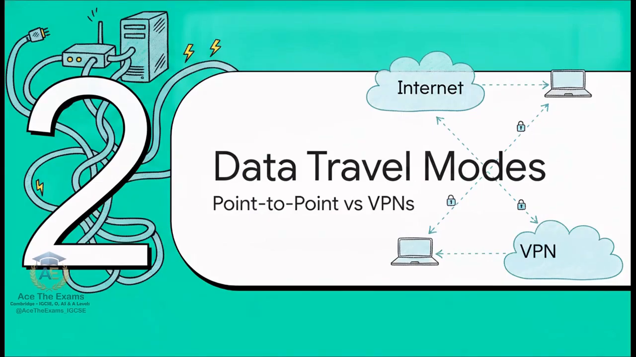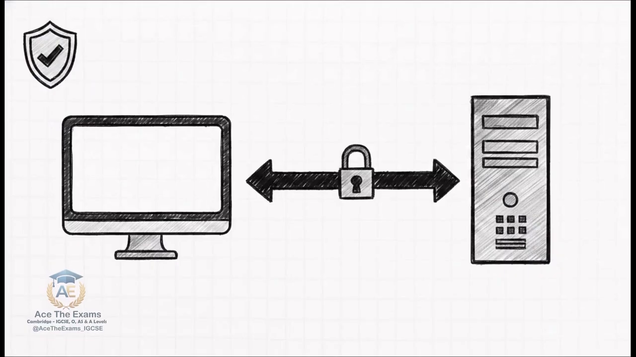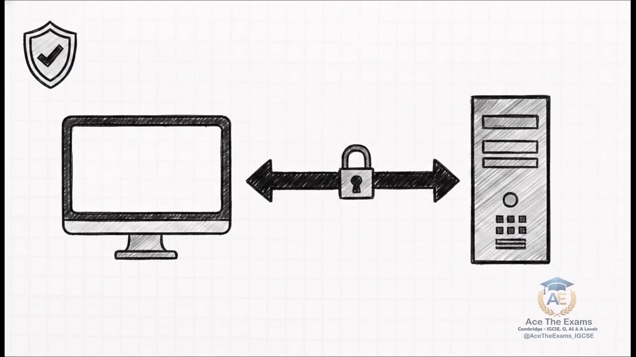Section 2, direct connections versus virtual tunnels, point-to-point and VPNs. Let's start with point-to-point networks. Think of this like a private VIP highway. It establishes a direct link between a single sender and a single receiver. Because there are no intermediate devices sharing the path, it is incredibly reliable.